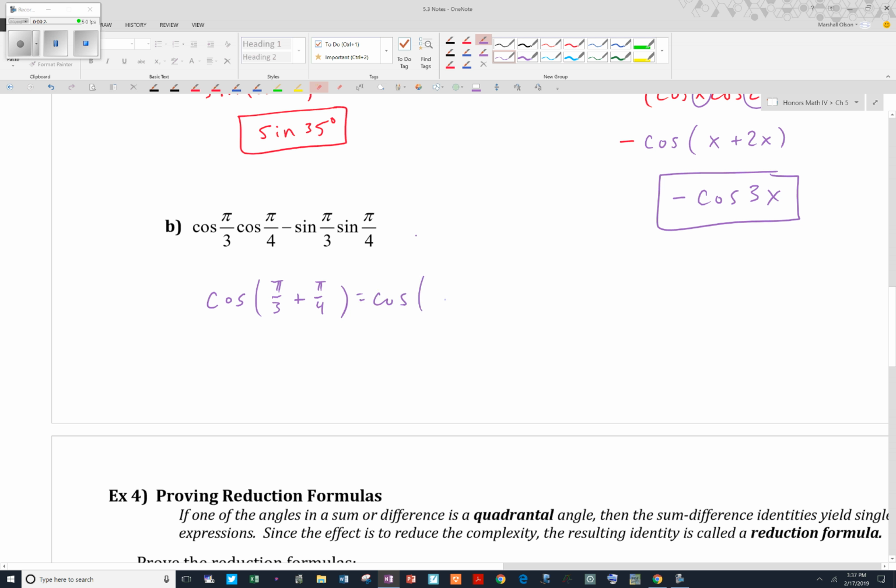I was going to do it in the margin, but common denominator would be 12. So this would be 4 pi over 12 plus 3 pi over 12. After getting the common denominators, we add those together. This is actually the cosine of 7 pi over 12.